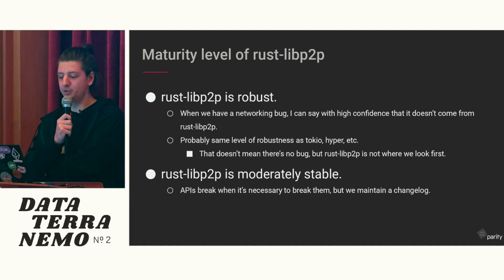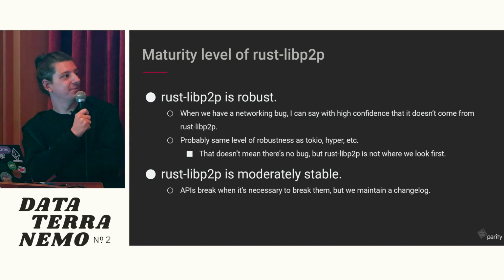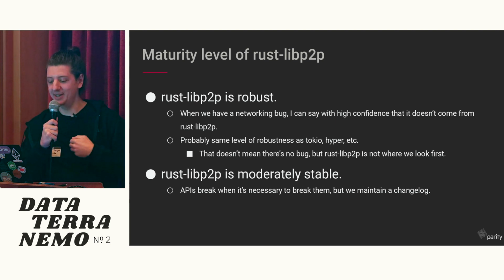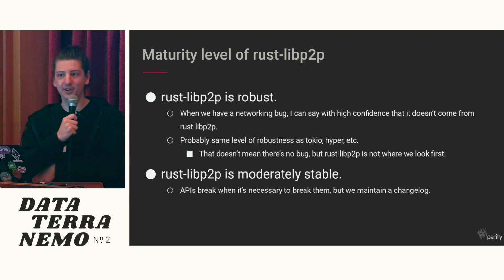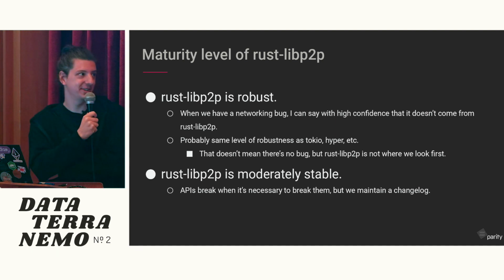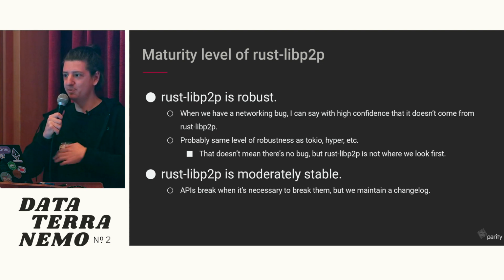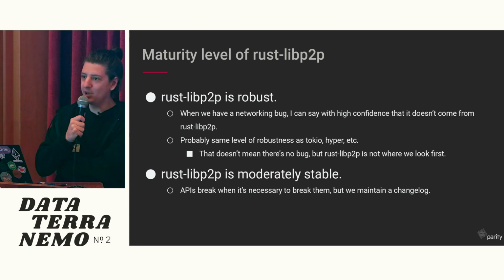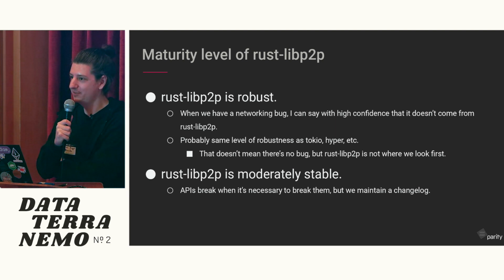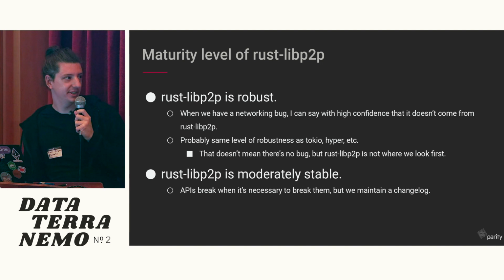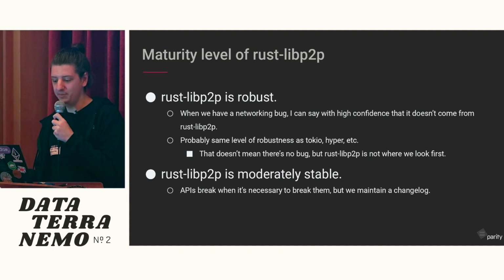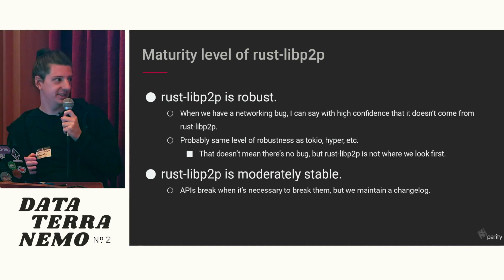So as a general overview of Rust DP2P, I want to say that Rust DP2P is robust. We are extremely proud of it. Well, I am extremely proud of what we did in Rust DP2P. I hope the people that worked on it are proud as well, but I am. If we have a networking bug in Substrate and Brocalat, which are the two projects that use Rust DP2P right now, we are 98% sure that it's not coming from Rust DP2P and that it's coming from the upper layer, because of its robustness. If you know the Tokio and Hyper libraries in Rust, for example, they are at the same level of robustness, in my opinion.